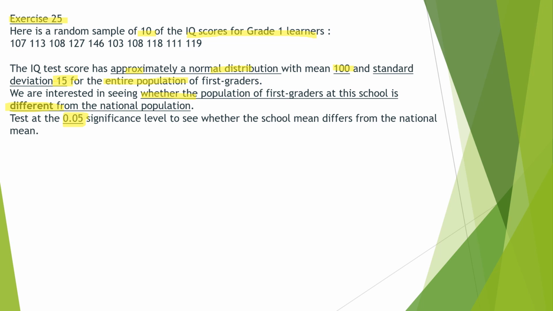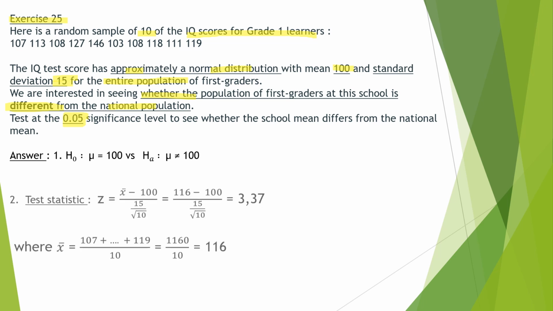So the first step is to find your null hypothesis and your alternative. So your null hypothesis will be mu is equal to mu 0 versus mu is not equal to mu 0, right? Because we want to test whether the population is different from the national population. So whether the sample of the school is different from the national one. Now what's the national mean? That's 100. So that's going to be your null hypothesis, and different means it is not equal to. So basically it could be greater than or it could be less than.